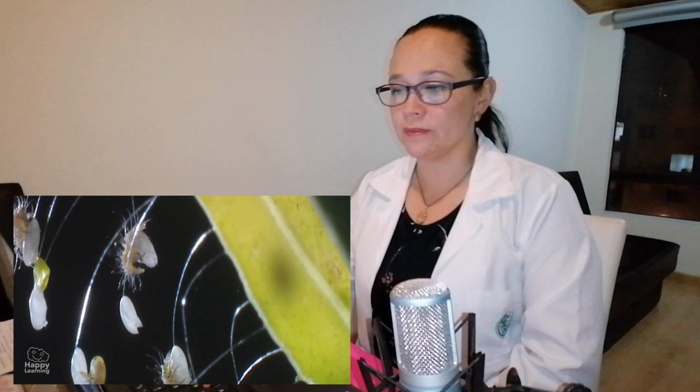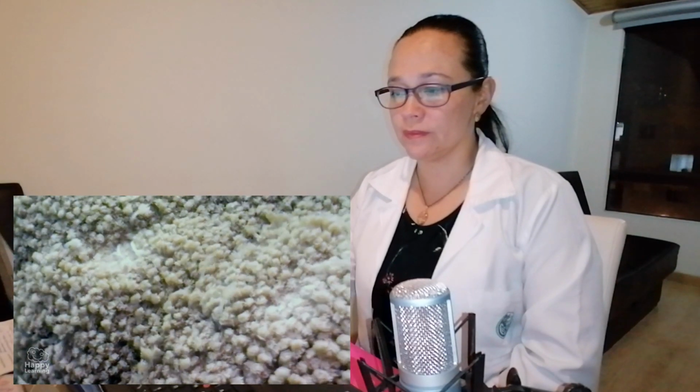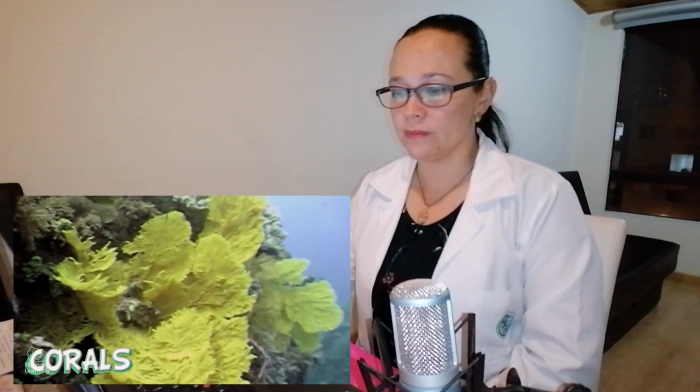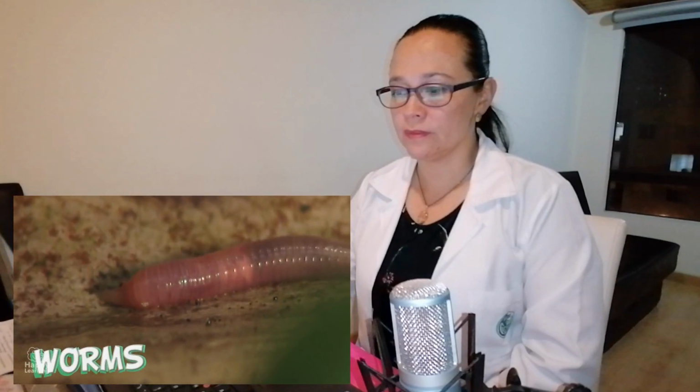All the invertebrates are oviparous, and we classify them in 6 big groups: sponges, jellyfish, corals, worms, mollusks, echinoderms, and arthropods.